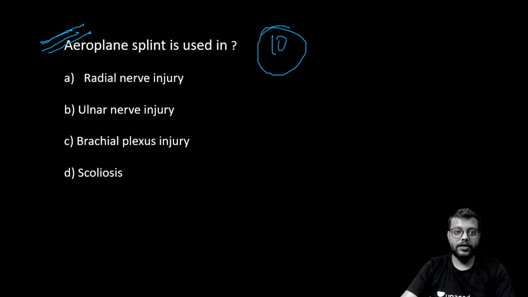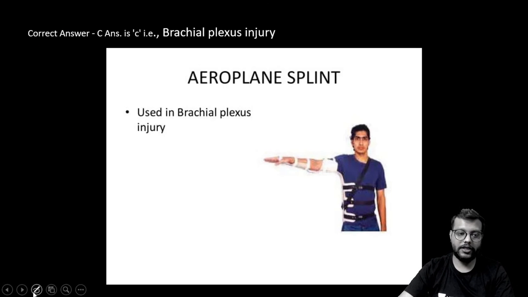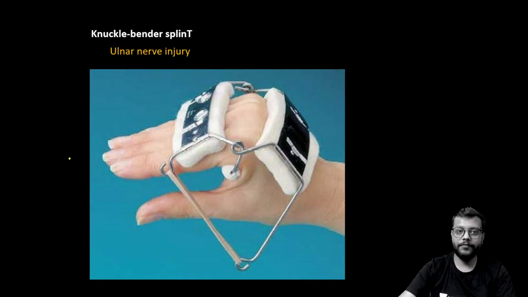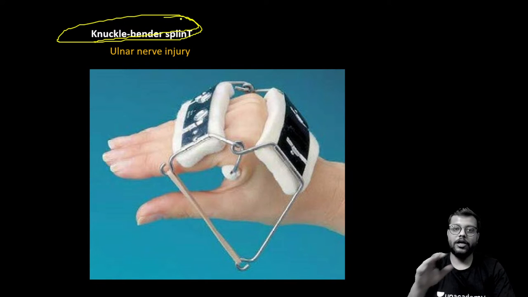Okay, so the answer is it is used for brachial plexus injury. Here you can see in the diagram, don't go too deep, just remember what it is used for and its image. The airplane splint is used in brachial plexus injury, and this is a knuckle bender splint which is used in ulnar nerve injury.